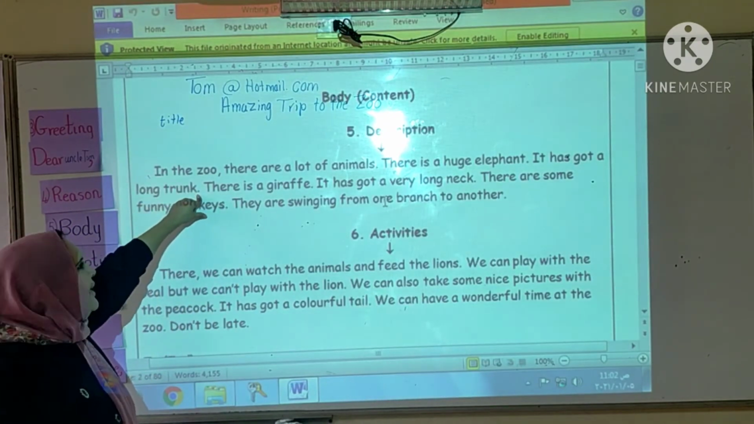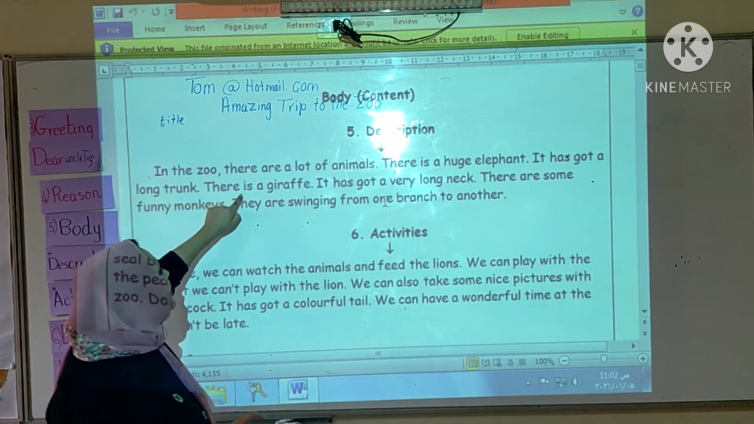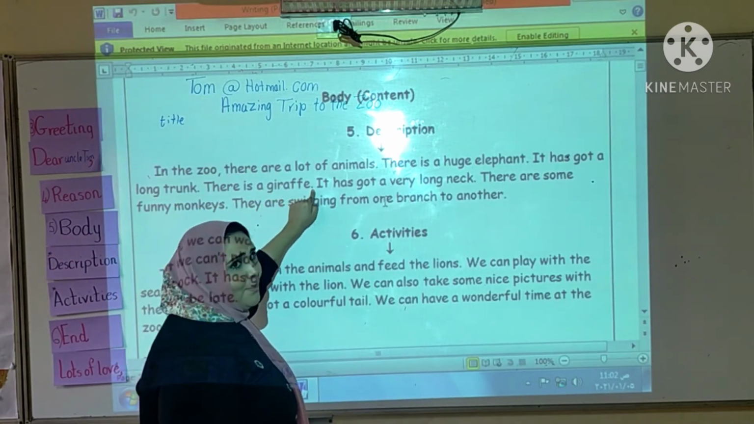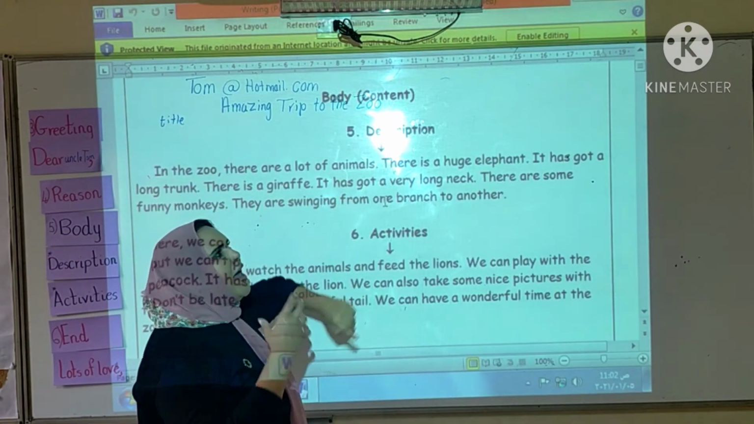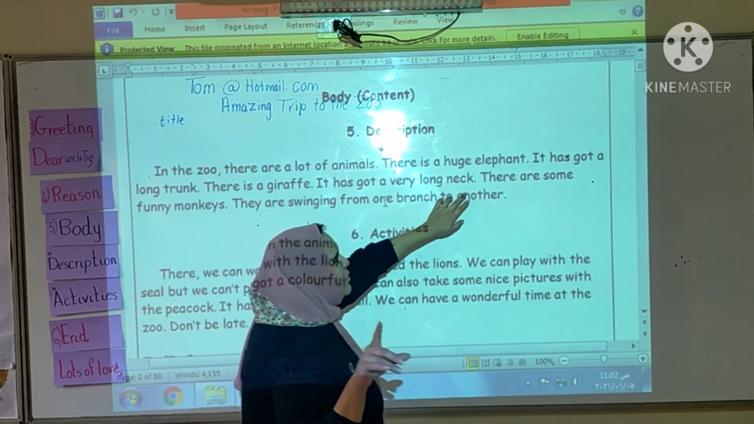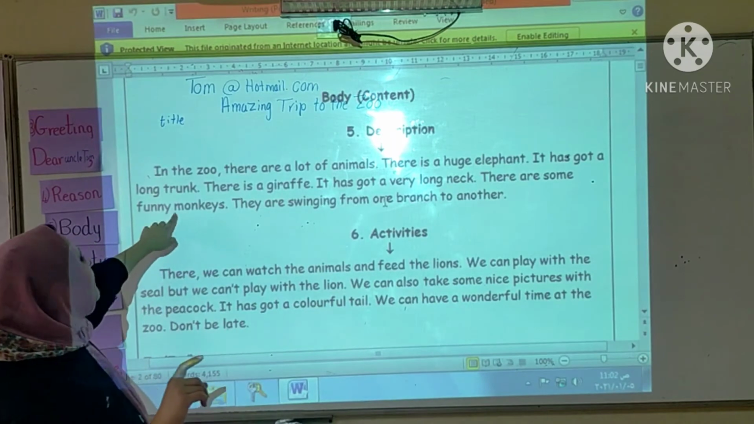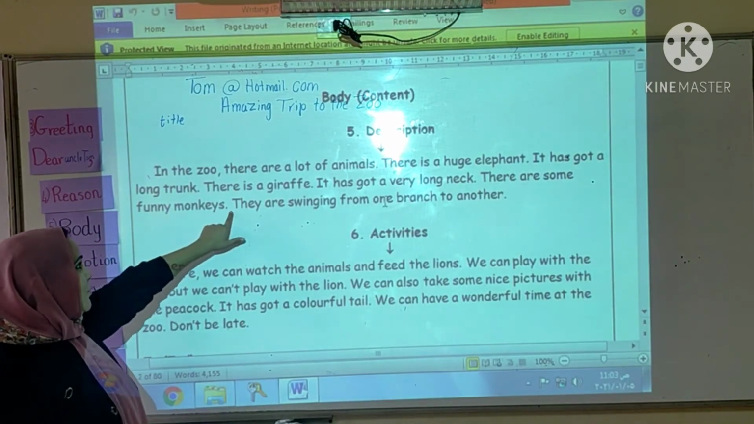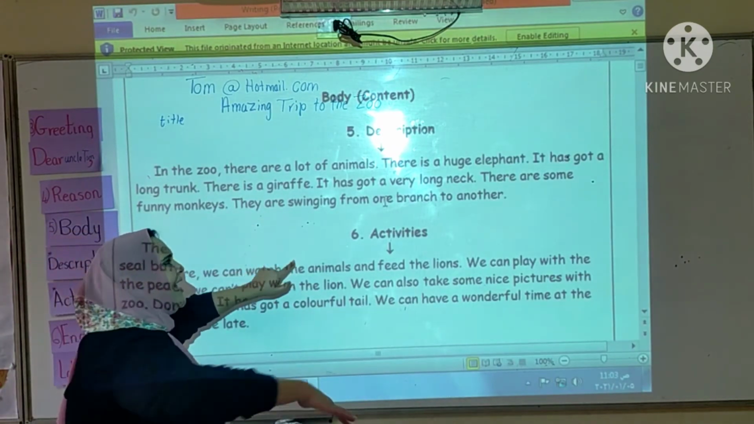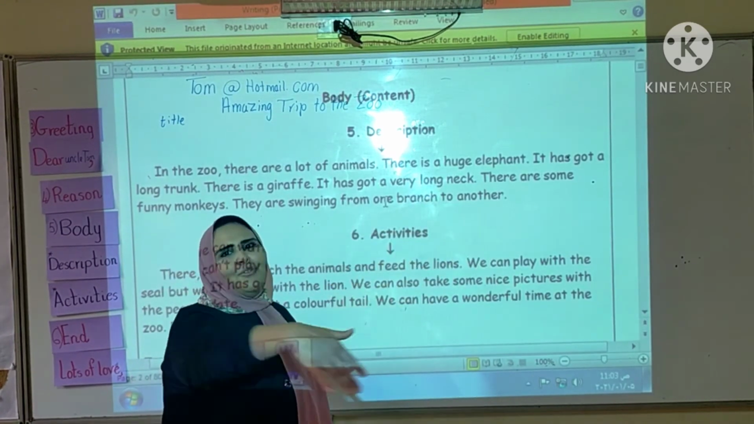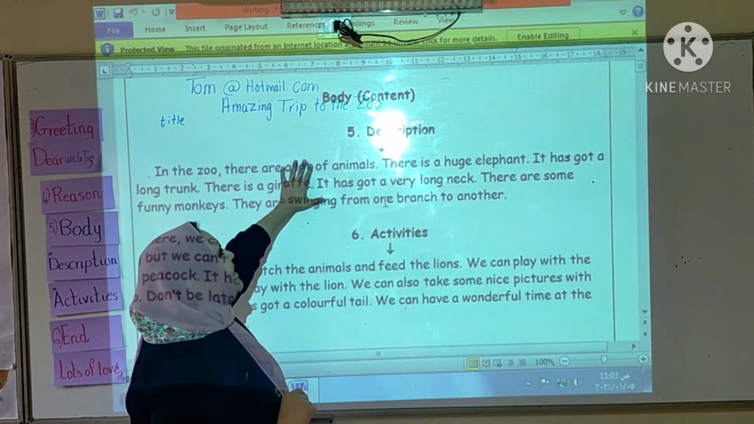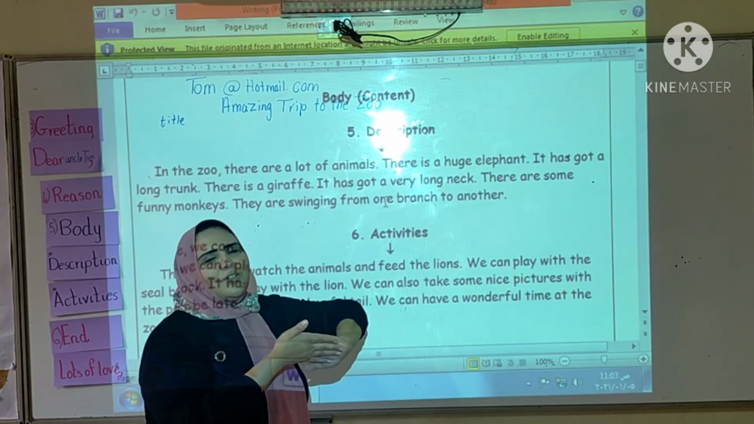Full stop. Capital letter. There is a giraffe. Full stop. It has got a very long neck. Full stop. There are some funny monkeys. Full stop. They are swinging from one branch to another. That's the description. Now we finish the description.